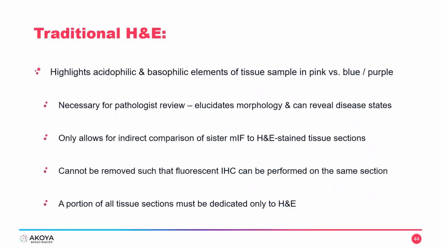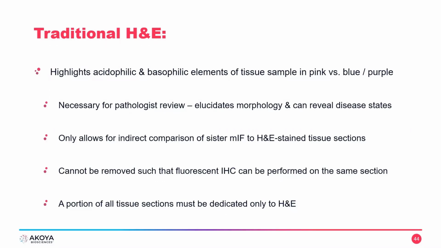So let's briefly go over what the traditional H&E stain is. This is a bright field stain using hematoxylin and eosin that highlights acidophilic and basophilic elements of the tissue sample in pink versus blue or purple, depending on your bluing steps potentially, respectively, with eosin being pink and hematoxylin being the blue or reddish purple stain. It is necessary for pathologist review. Textbooks are laden with H&E images, and it elucidates tissue morphology and can reveal disease states to people who are trained to look for these things.